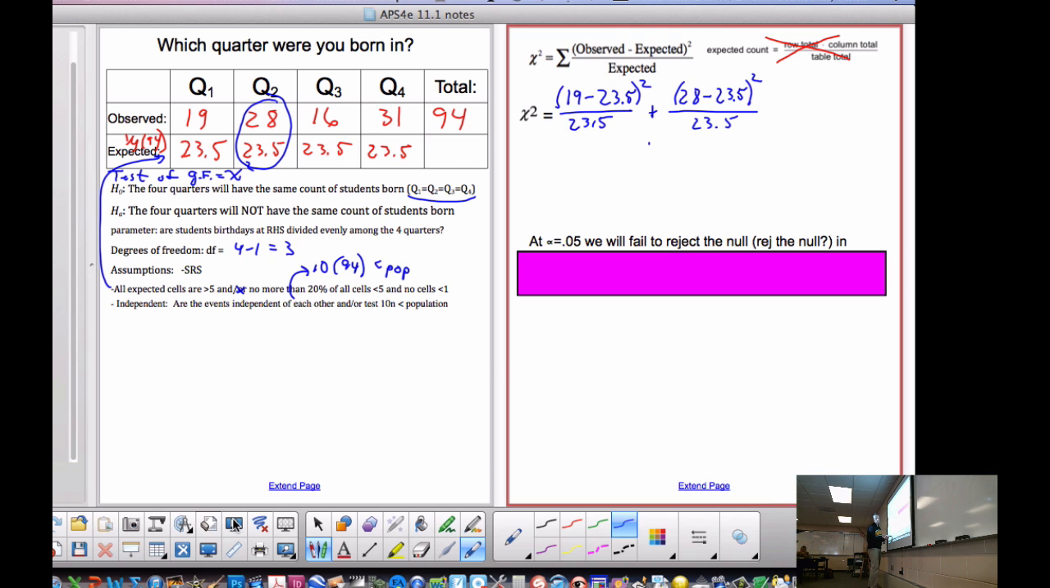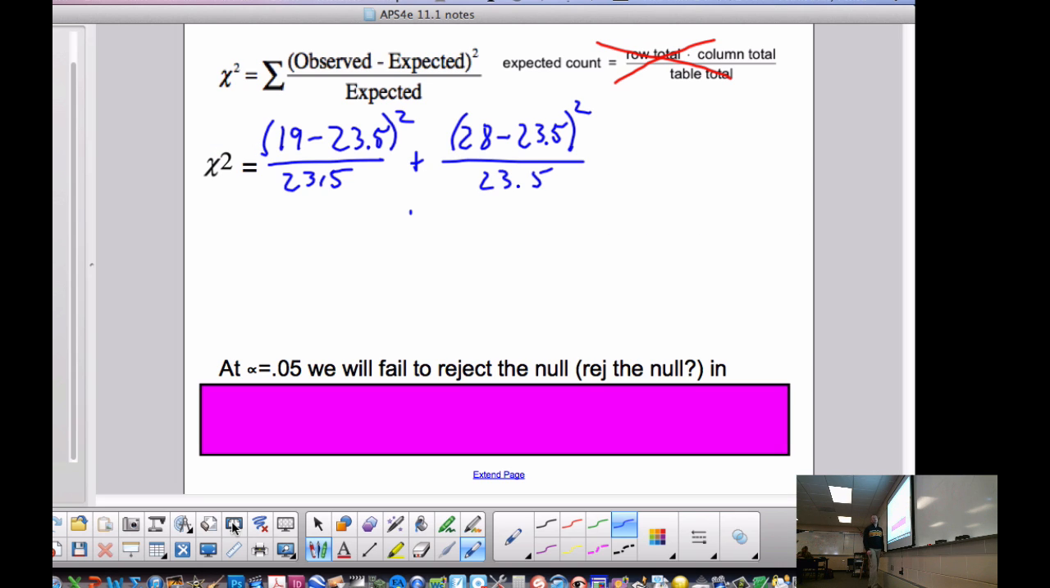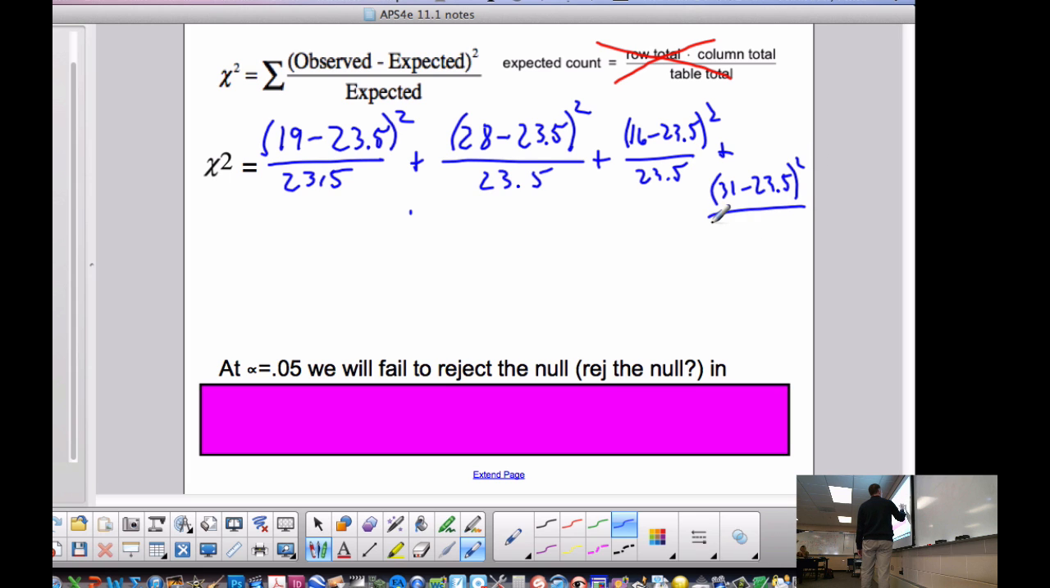Plus, I'm going to go back to full screen here. Plus, what was our next number? 16. Thank you. 16 minus 23.5 squared over 23.5 plus, and what was the last one? 31. 31 minus, we'll go around the board. Minus 23.5 squared over 23.5.